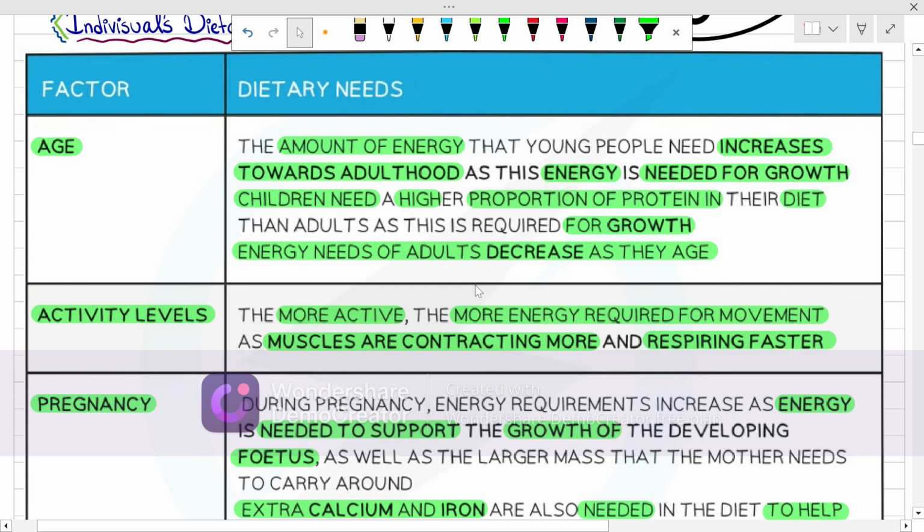Another factor is activity levels. The more active you are, the more energy required for movement. The more active you are, the faster the muscles are contracting. And as muscles contract faster, there is a faster rate of respiration.